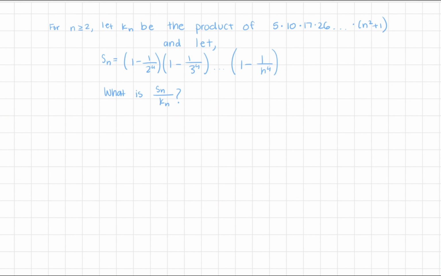Hey guys, today we're going to be taking a look at this Math Olympiad question. For n greater than or equal to 2, let K_n be the product 5 times 10 times 17 times 26, all the way to n squared plus 1, and let S_n equal (1 minus 1 over 2 to the power 4) times (1 minus 1 over 3 to the power 4), all the way to (1 minus 1 over n to the power 4). And they're asking us to find what is S_n over K_n.